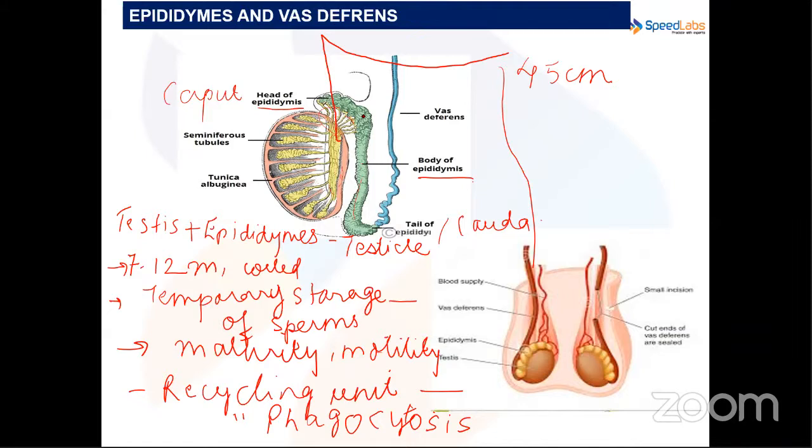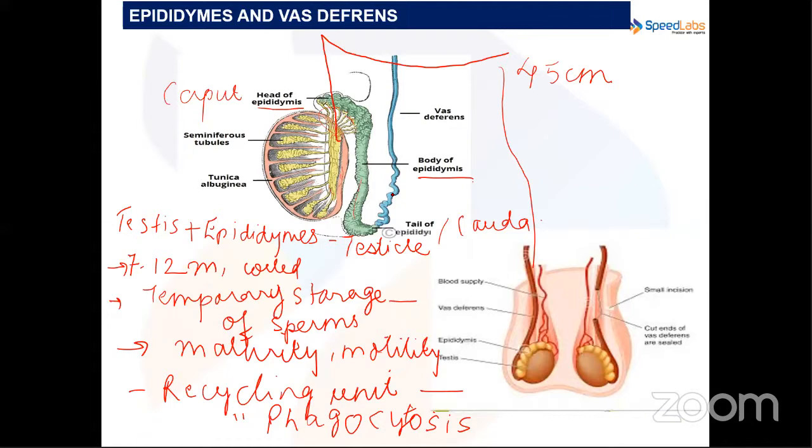You can see this is the head of the epididymis. This is the body, and this is the tail, the chorda part. From the chorda part arises this structure, the vas deferens, or the sperm duct, which you call. So the sperm duct arises from the posterior body of the epididymis, from the posterior most part.